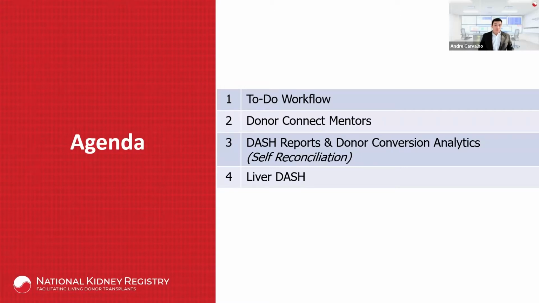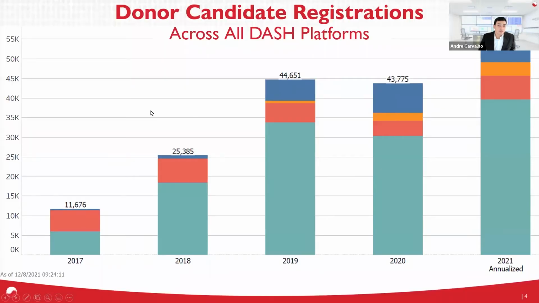We're going to review the new Donor Connect Mentor system. Here you'll be able to allow your donors to connect with a living donor mentor. And third, we're going to review the DASH reports and show you how to view some donor conversion analytics and review all the different donor reports that we have available in the DASH system. We'll also go over briefly the Liver DASH system. So without further ado, we'll get started and jump into the registrations.